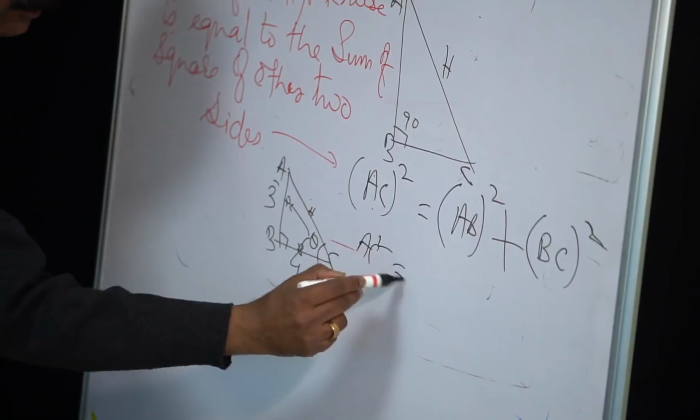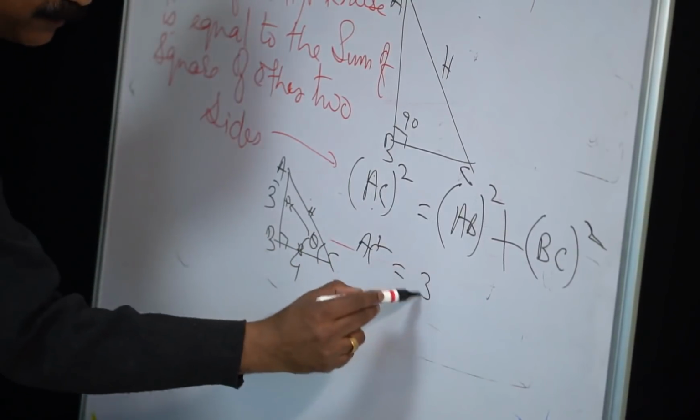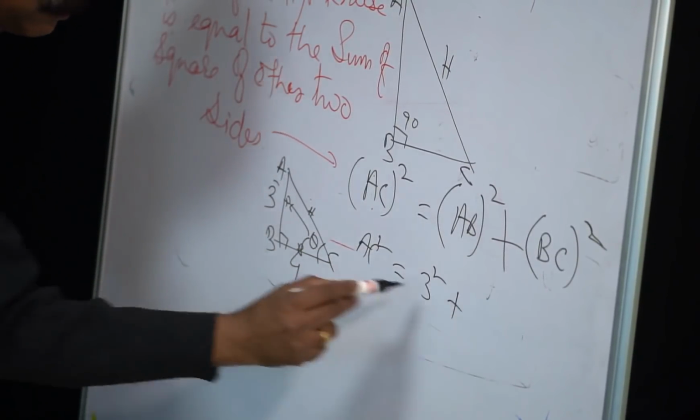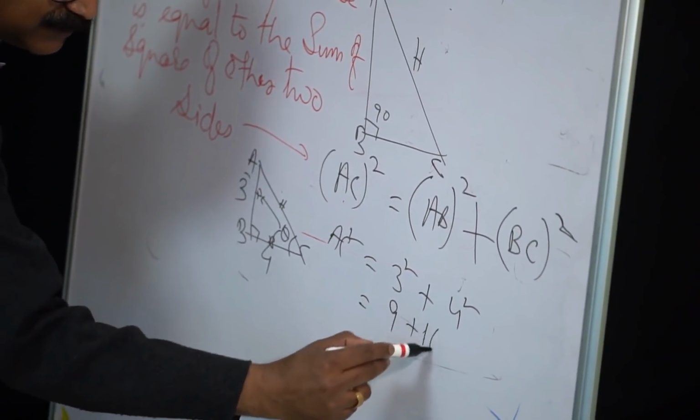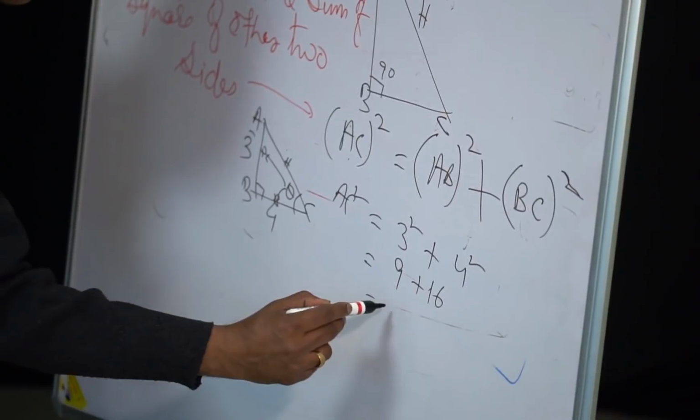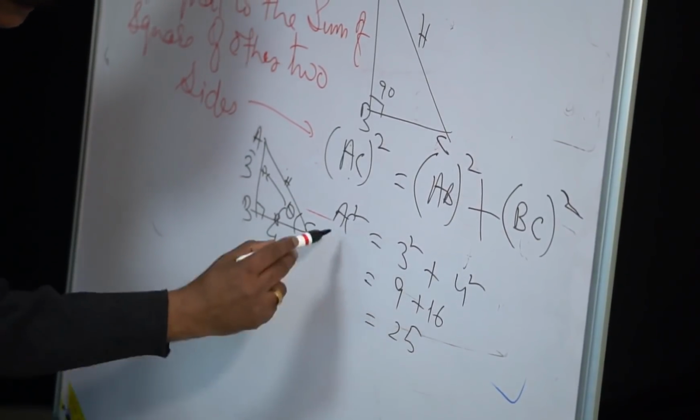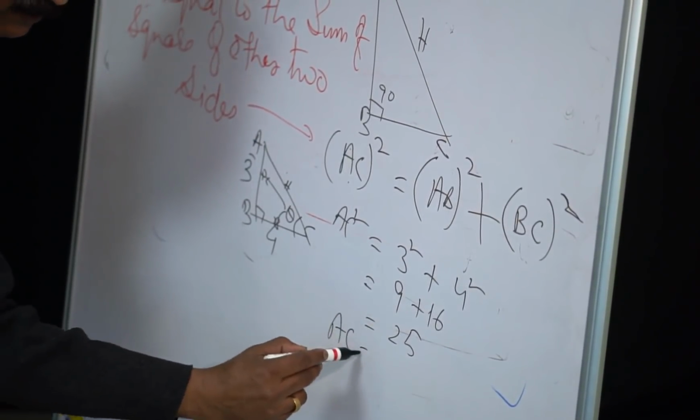Okay? Equal to AB. AB is how much? 3 square. Plus BC is how much? 4 square. So it is 9 plus 16. If you add, how much do you get? 25. AC square is 25. What is AC?